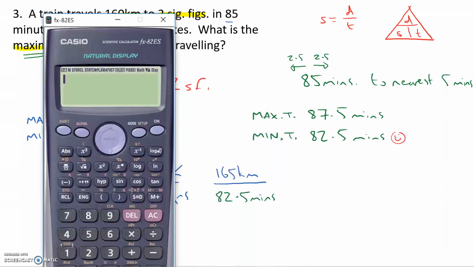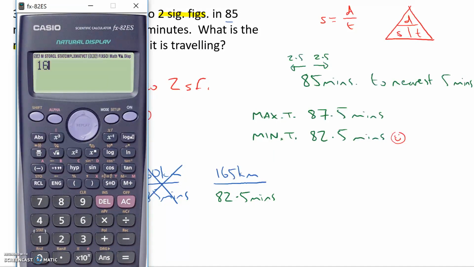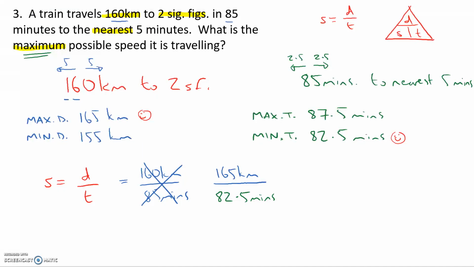Okay, so we could do that calculation. We've chosen our values. We want 165 kilometres divided by 82.5 minutes. Oh, 2. That's nice. Okay, so we've got our maximum speed is equal to 2 what? 2 kilometres per minute. Now it didn't ask us to put kilometres per hour or anything like that. So as long as we get the units right here, we're fine, we're done. The maximum speed is 2 kilometres per minute.